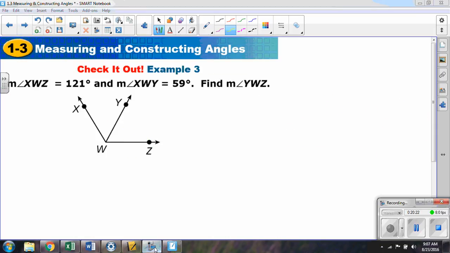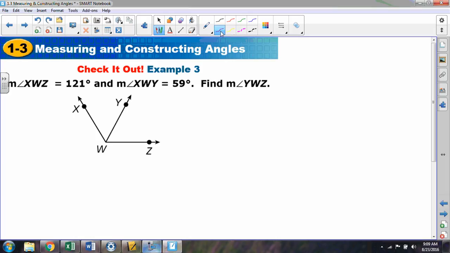What did you get? Or what do you get? And so what did you wind up getting on these? 121, 59, and 121 subtract 59 equals 62. Okay, so we're done.